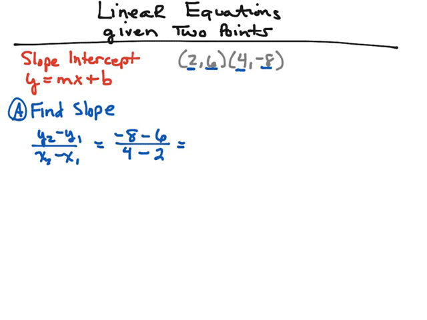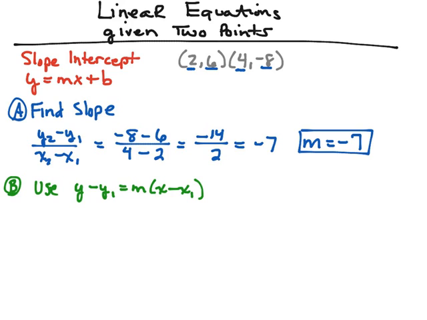So let's see what we get here. Negative 8 minus 6 gives me a negative 14. When I subtract 4 minus 2, I get 2. So I get negative 14 over 2, which obviously can be reduced. Negative 14 divided by 2 gives me a negative 7. So I now know my slope, or the letter m, is going to be a negative 7. So I've got part of what I need here.